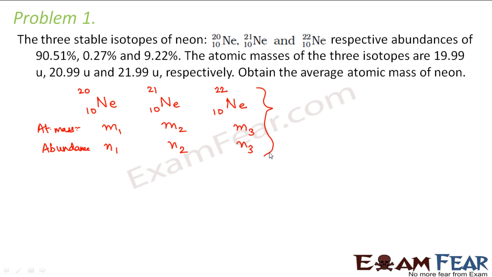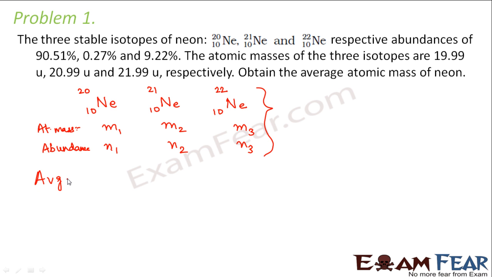So when I say neon has different isotopes, they can exist in different forms. So it says that these isotopes of neon, their abundances are in this much percentages. So they are present in this much percentages. And the atomic masses of these three isotopes are given. So you have to calculate the average atomic mass of neon.